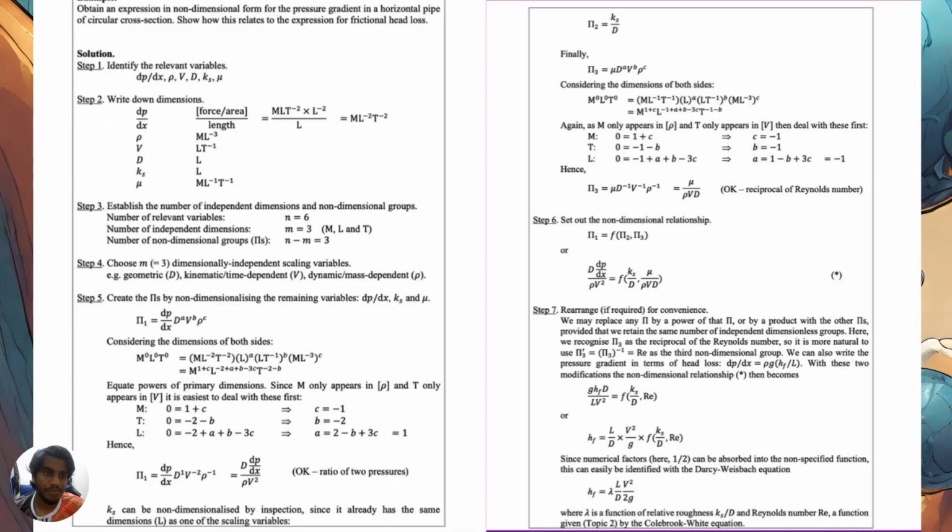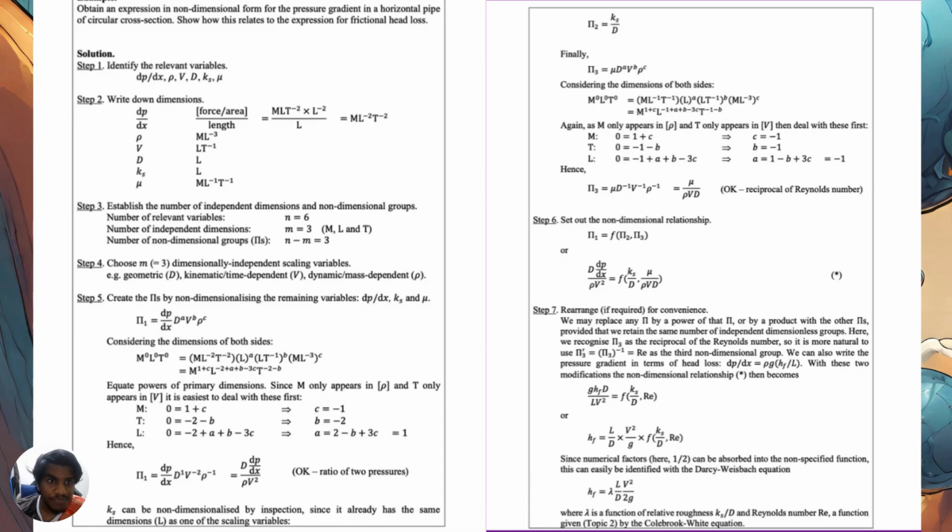Step 1: identify the relevant variables. The relevant variables in my expression are dp over dx, pressure, velocity, D, k, and mu. Then write down the dimensions. I have to list down the dimensions for each one. For dp over dx, the dimension is M L^-2 T^-2.